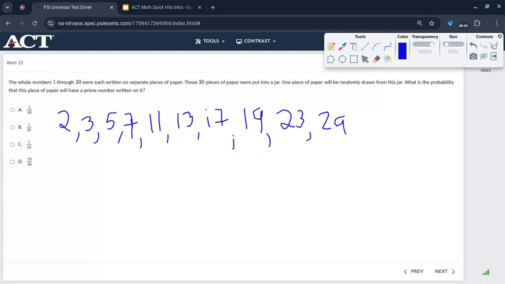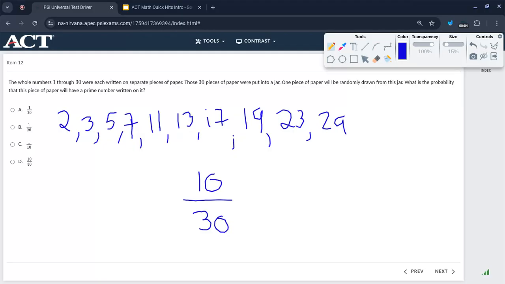So now we've got to count them up, right? Kind of annoying, but not too difficult. 10 of them, right? Okay, so 10 prime numbers from 1 to 30, and there are 30 numbers from 1 to 30. So our probability is 10 over 30. And if we look, we do see that that is there. Choice D is there, 10 out of 30.